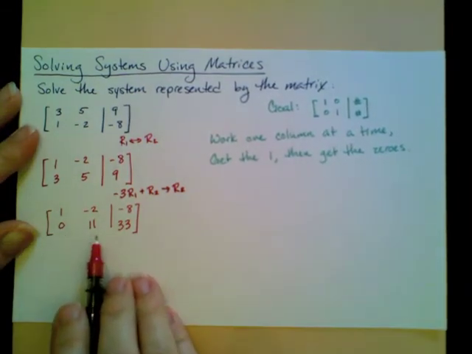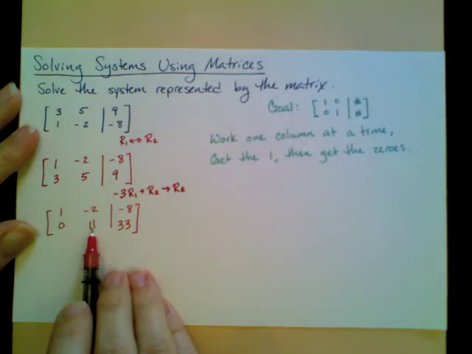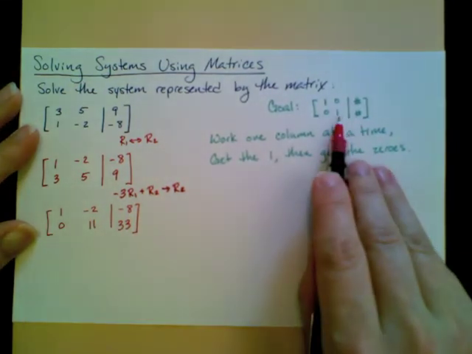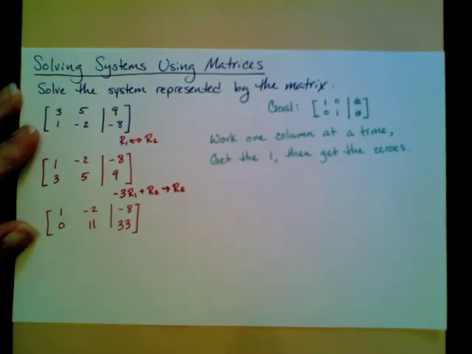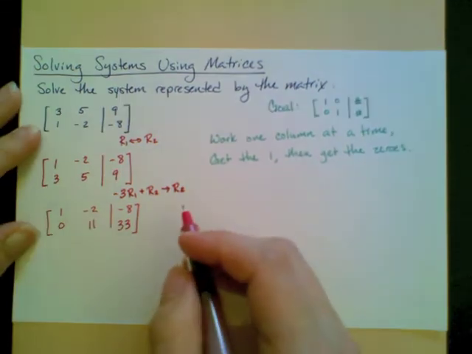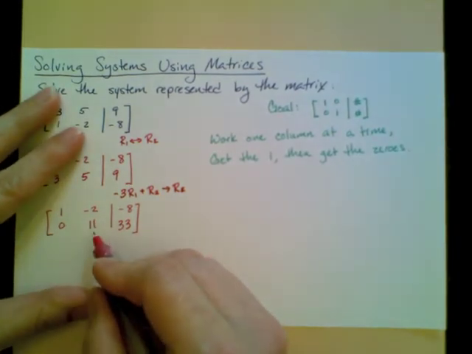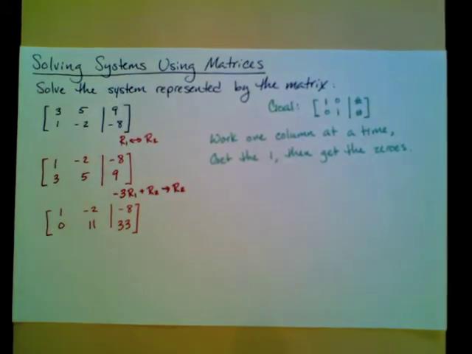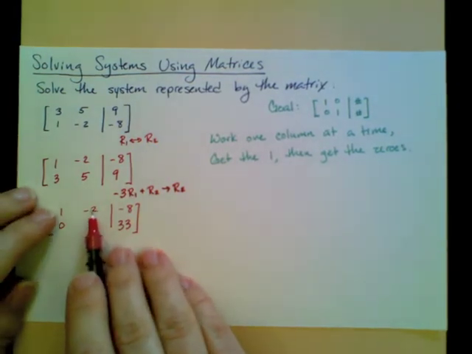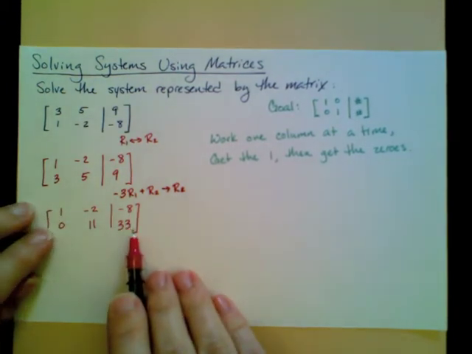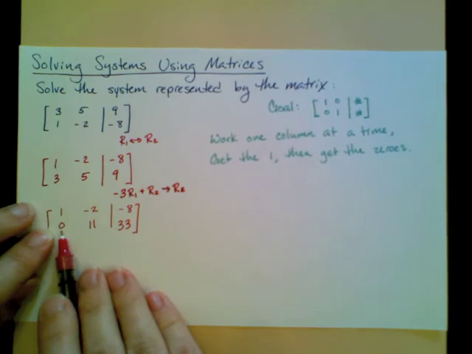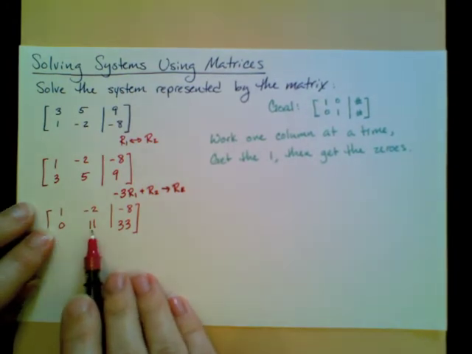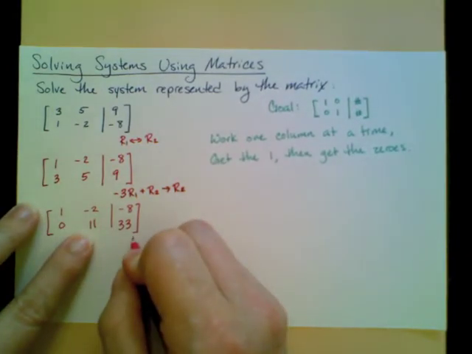Next, we move over to the next column. I want to get the 1 and then get the 0. The 1 needs to be where the 11 is. So my 11 needs to change into a 1. The most reliable way to turn anything into a 1 is to multiply by the reciprocal. Notice that what I definitely don't want to do is anything involving adding row 1 to row 2, because that would get rid of my 0 that I already have. I want to keep that. So I'm going to multiply row 2 by 1/11.